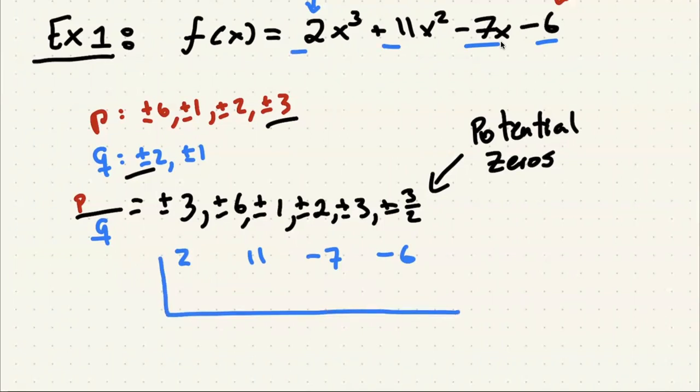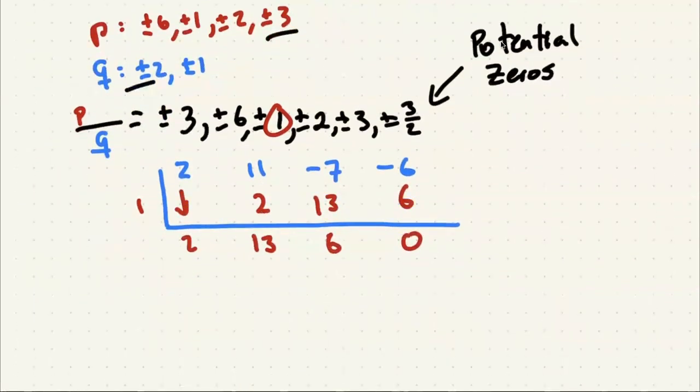Let's try 1. So you have 1 here. I can already tell it's not going to work. But what you're going to do is drag down this 2 here, and then it's 2 times 1, which is 2. 11 plus 2 is 13. 13 times 1 is 13. Negative 7 plus 13 is 6. 1 times 6 is positive 6. Oh, you know what? That gets us a 0. So guess what? 1 is actually a zero.